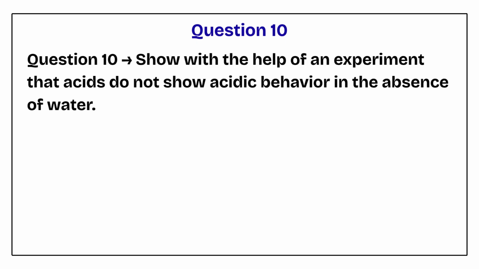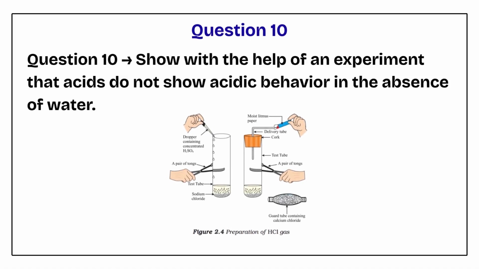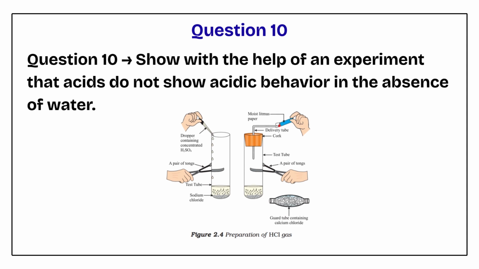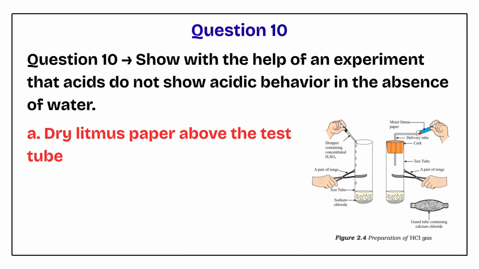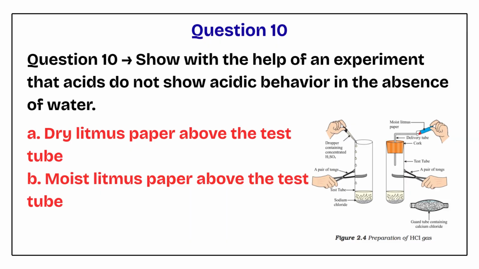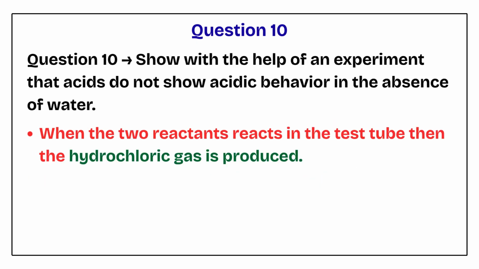The next question, question number 10. Show with the help of an experiment that acids don't show acidic behavior in the absence of water. Yes, they often give you this picture and ask what is happening in it. In part A, you would see that they have placed a dry litmus paper above the test tube, while in the second part, they have placed a moist litmus paper above the test tube. Now, why have they done so?